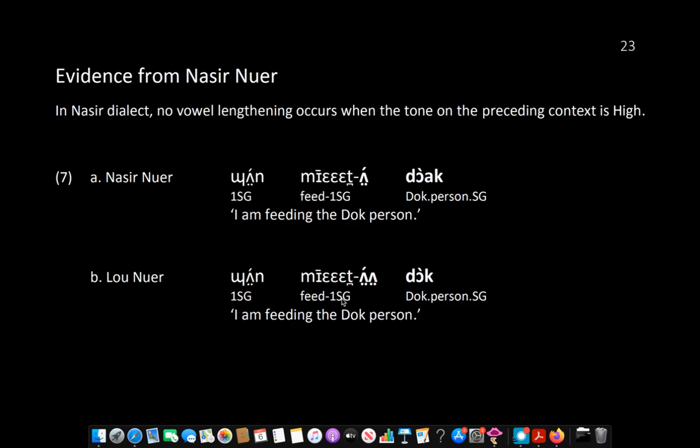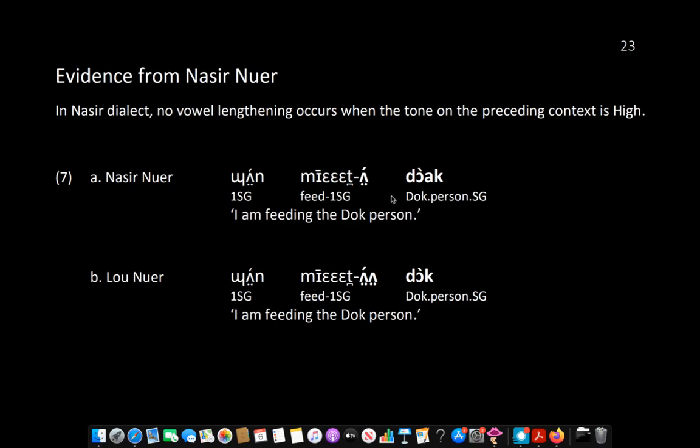In Nasser Nuer, everything that I mentioned in relation to Lao Nuer also holds, but with one exception. The exception occurs in the context of the preceding high-toned syllable. Recall that in Lao Nuer, shown in 7b, in this environment there is vowel lengthening but no tonal change. In Nasser Nuer, shown in 7a, there is also no change in tone, but in addition, there is no vowel lengthening either. Instead, the vowel is short. I will now play the examples.